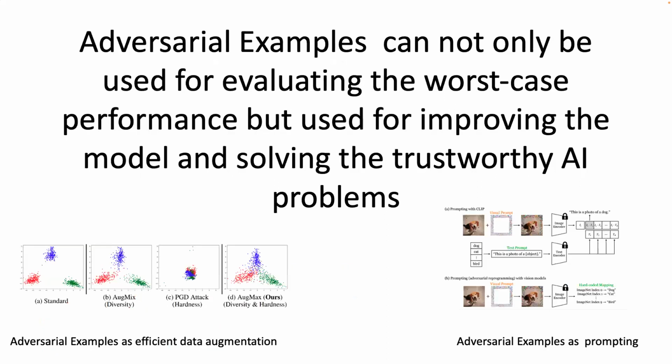And also I want to say that adversarial examples nowadays are not only used for evaluating the worst case performance, but can also be used to improve the model in solving trustworthy problems. For example, we can use adversaries as augmentation strategies, or we can even use the adversary as the prompting strategies for us to do parameter efficient tuning.